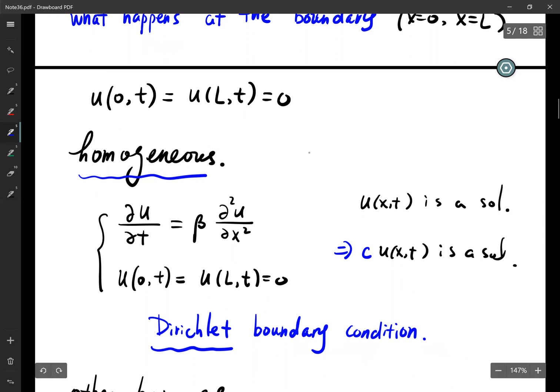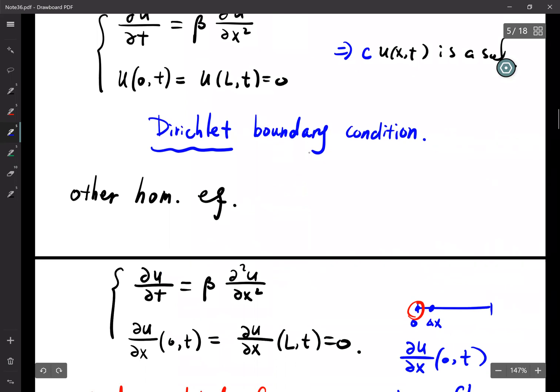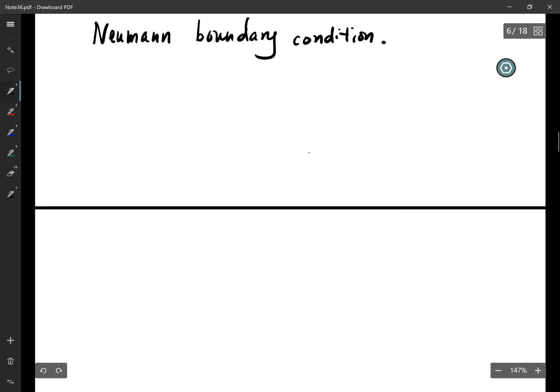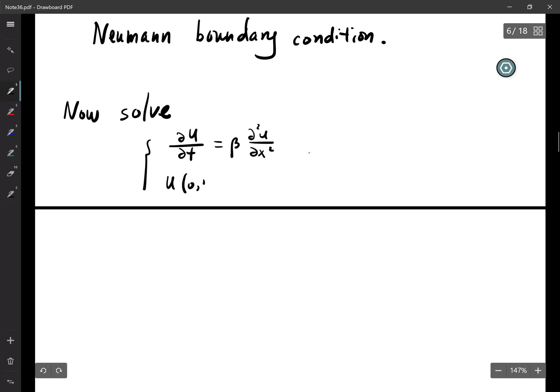Okay, so let's now solve this problem: partial u partial t, with u(0,t) equals u(L,t) equals 0. Before we actually solve that, I would like to again connect it back to linear algebra.